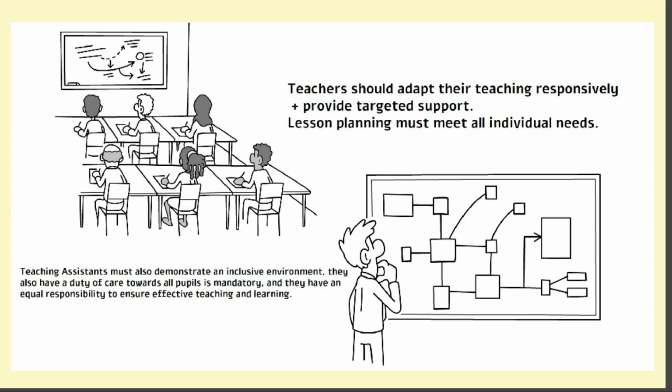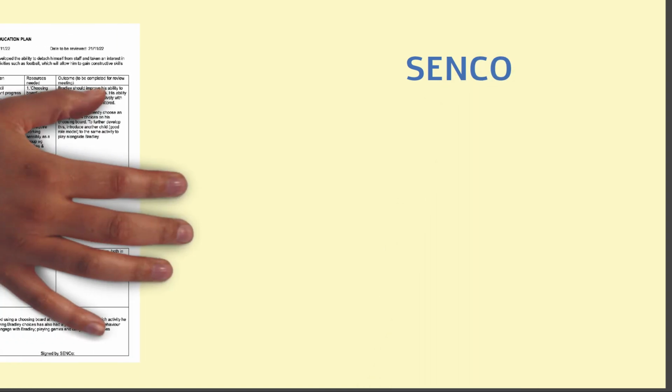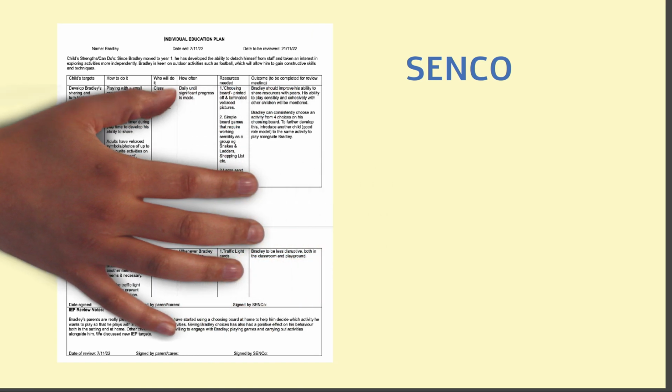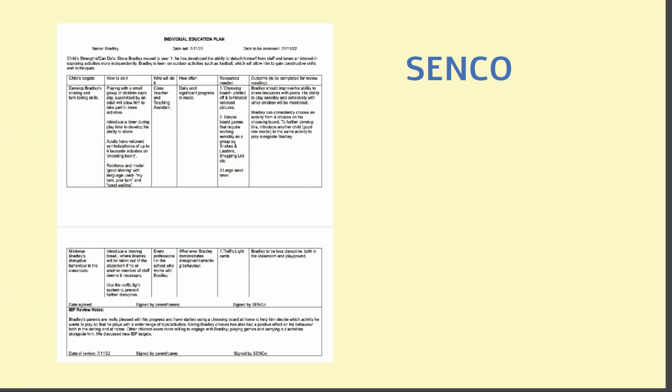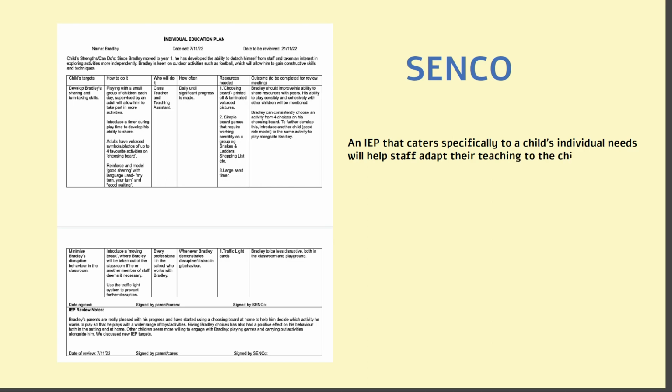According to the professional standards for teaching assistants, a duty of care towards all people is mandatory, and they have an equal responsibility to ensure effective teaching and learning. The SENCO will play a key role in the child's care, collaborating with other experts, including the child's family. An IEP that caters specifically to a child's individual needs will help staff adapt their teaching to the child. An IEP for Bradley will include progress he has made and targets to implement.